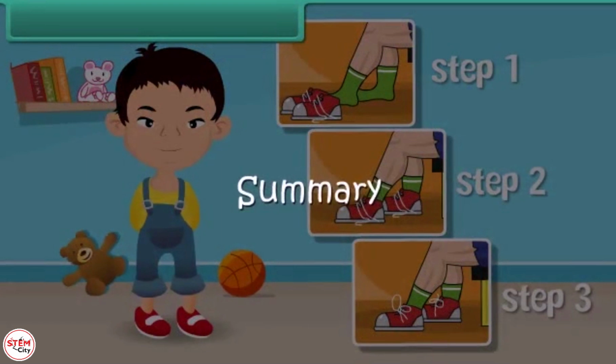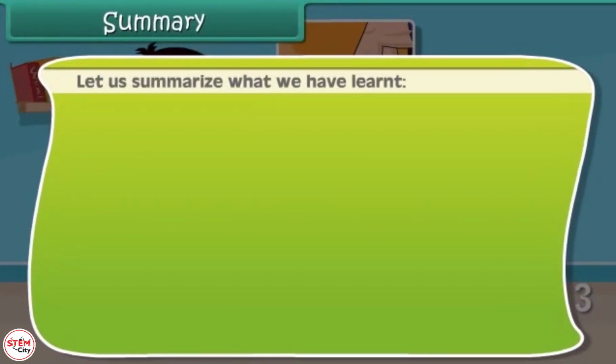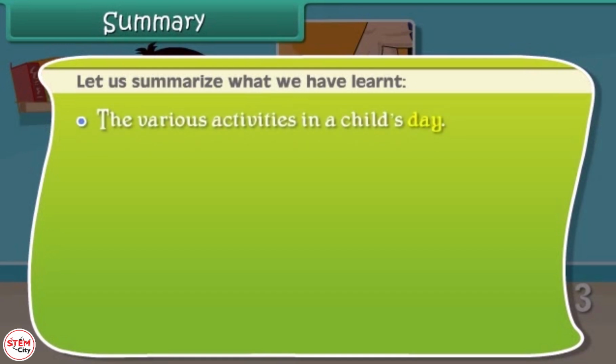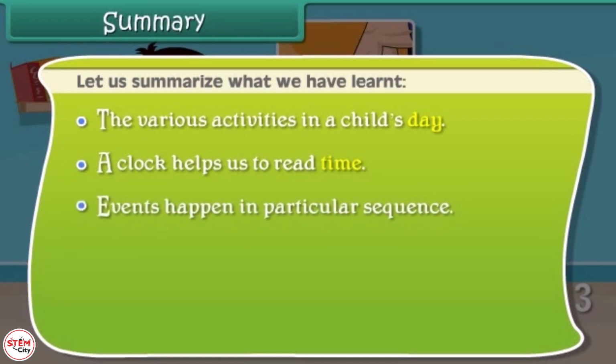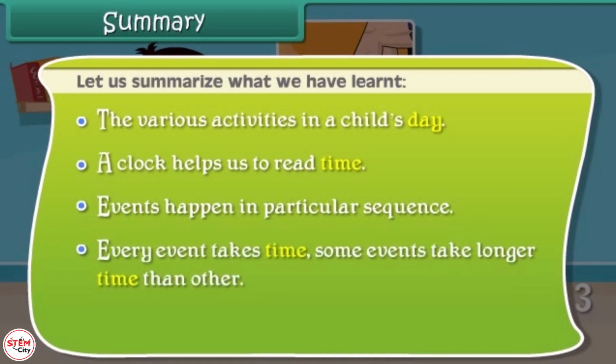Summary. Let us summarize what we have learned. The various activities in a child's day. A clock helps us to read time. Events happen in a particular sequence. Every event takes time. Some events take longer time than others.